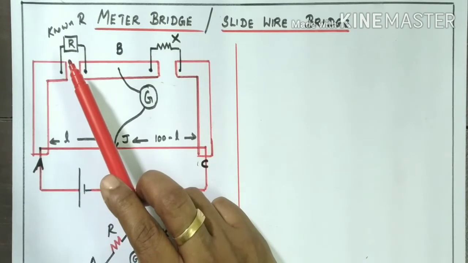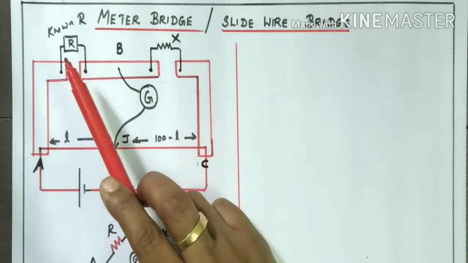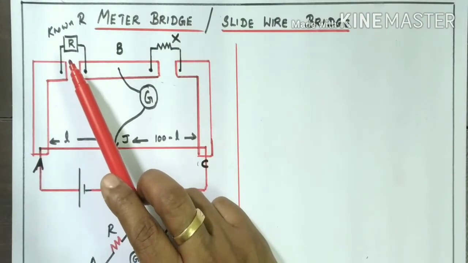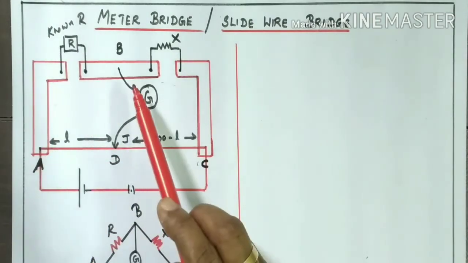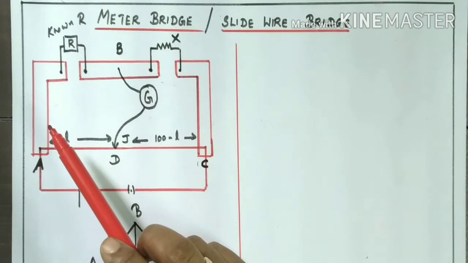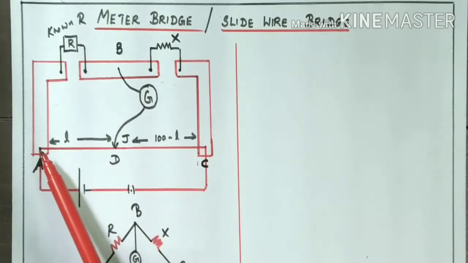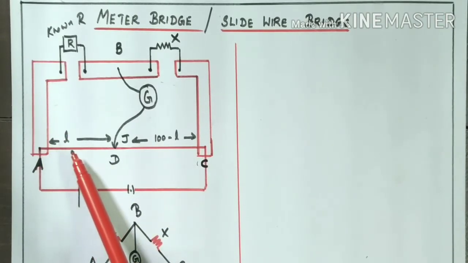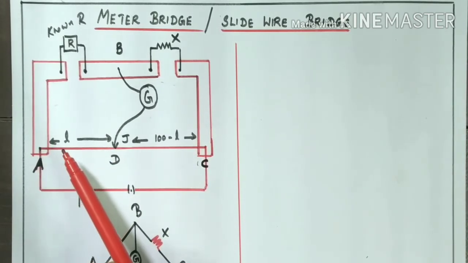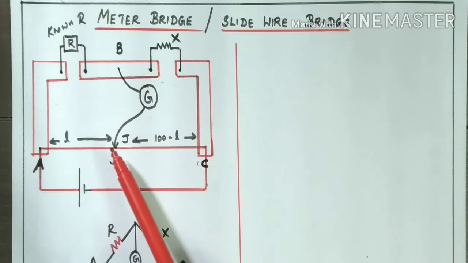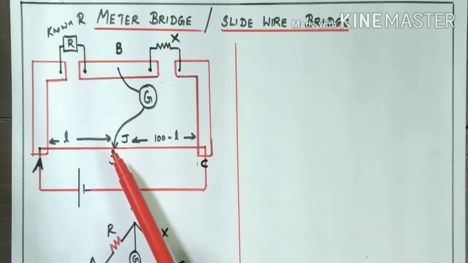Take a known resistance, for example 1 ohm or 2 ohm or 0.1 ohm, from the resistance box. Again the jockey is placed at the point A. We can see the galvanometer shows maximum deflection towards one side. Then move the jockey along the wire from A to C. Now we can see that at a particular point the galvanometer shows zero deflection, null deflection.